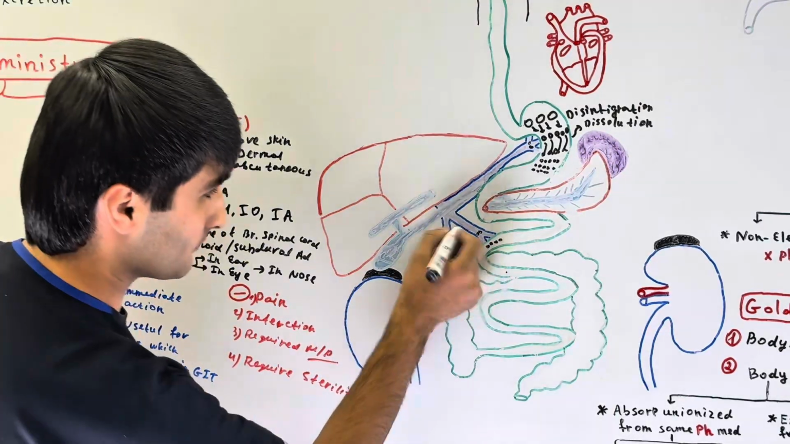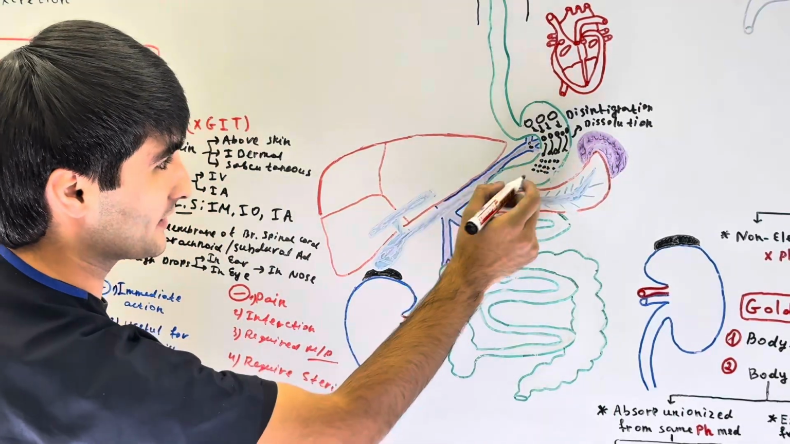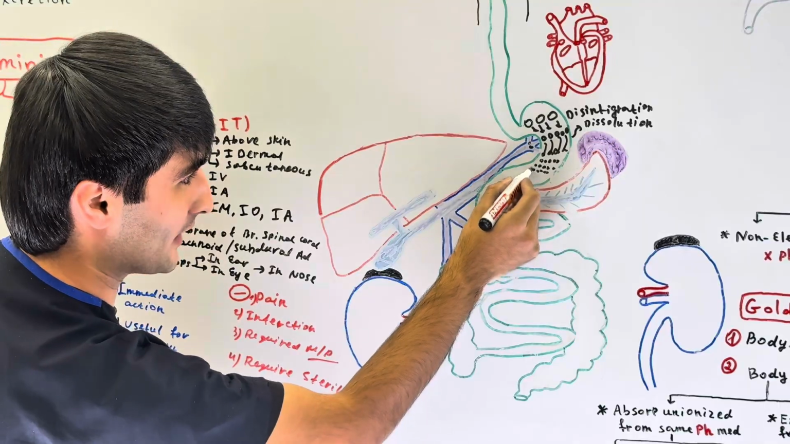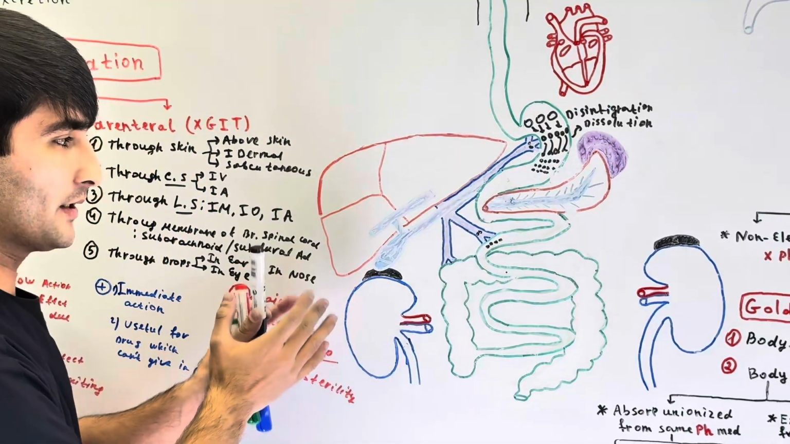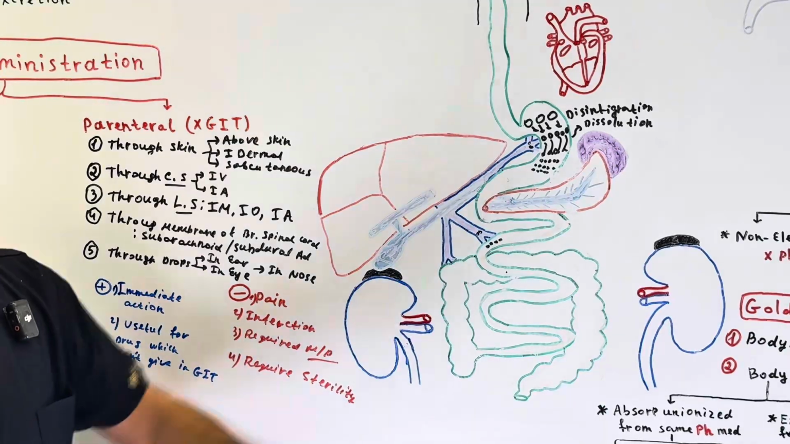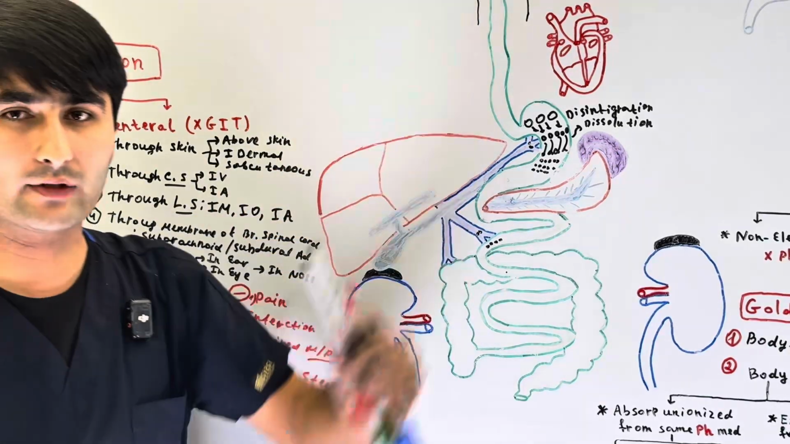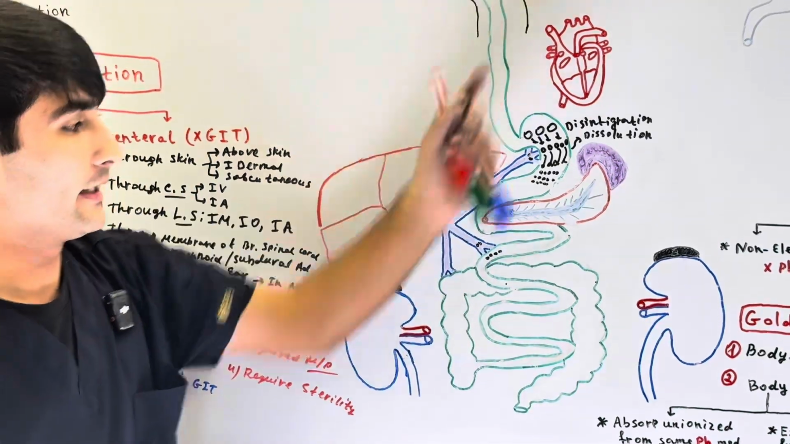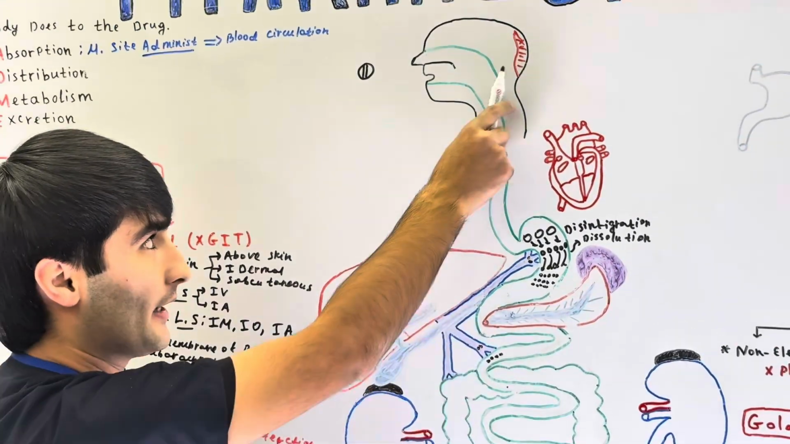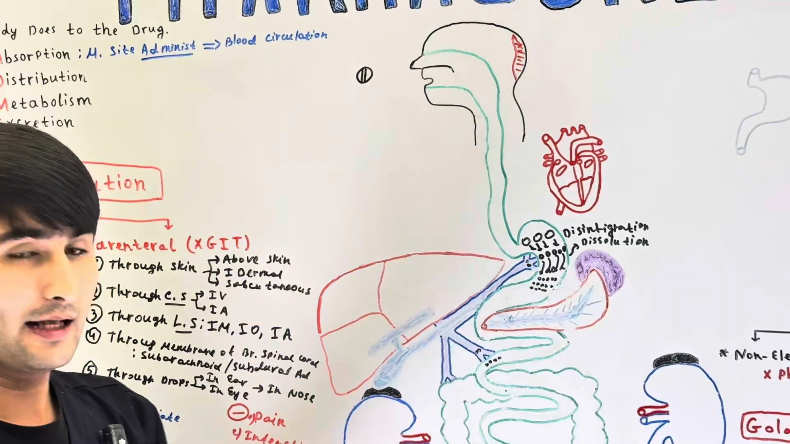So now, the first stage was absorption, the movement of the drug from the site of administration to the blood circulation. Now, when the drug is absorbed, where must it go? It must go to the site of action. Where is the site of action? Here. The patient has migraine in the back side of the head. The drug must go from here till here. This process is called distribution.